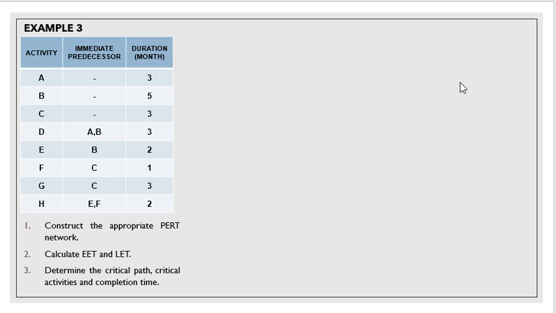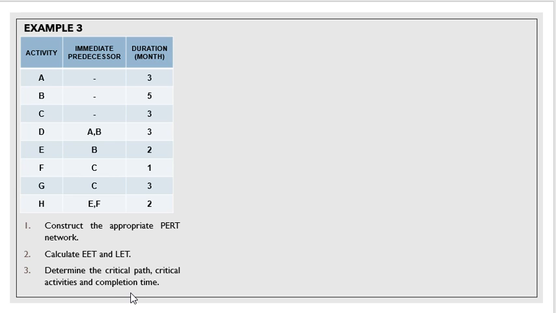Okay, now let's take a look at example 3. It's about dummy activities, and we have the activities here from activity A until activity H, and the instruction is to construct the appropriate PERT network, calculate EET and LET, and determine the critical path, critical activities, and completion time.